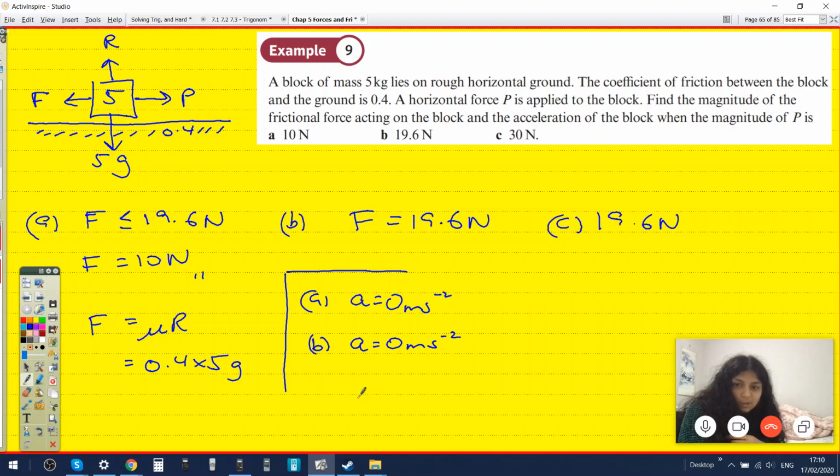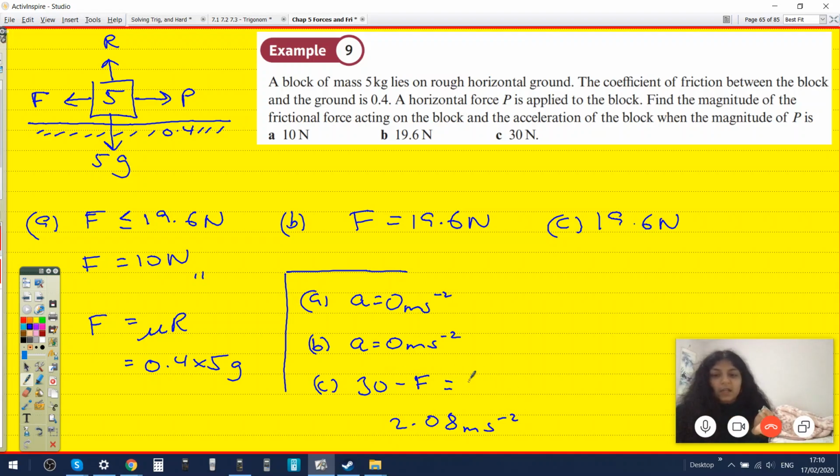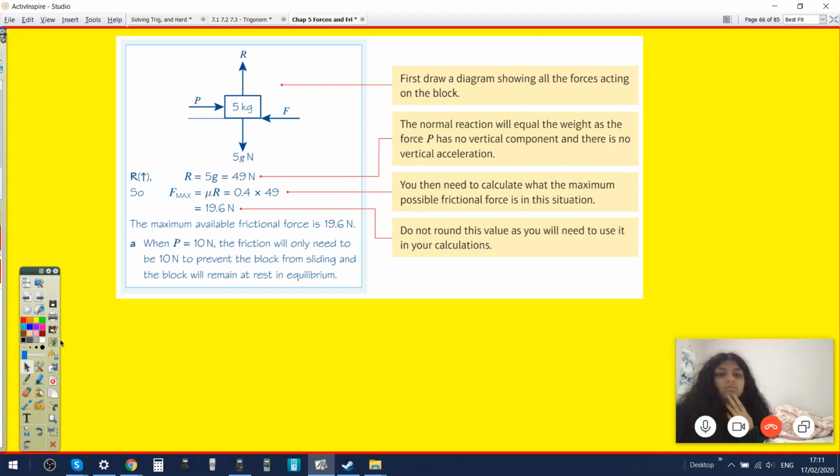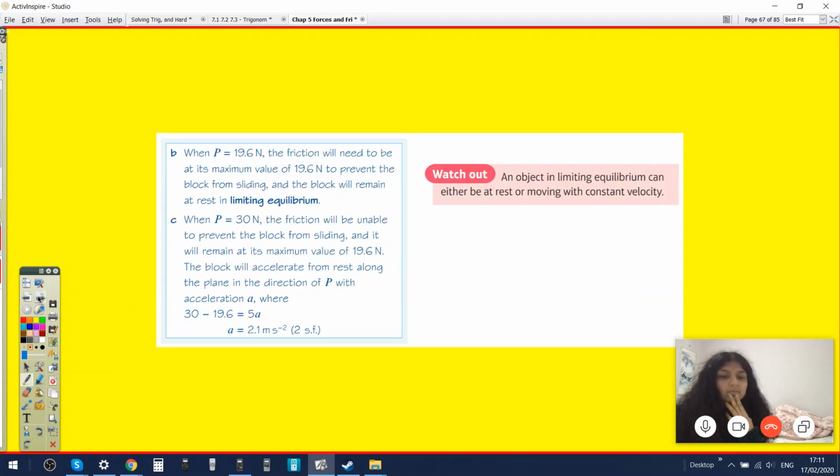And the third one should have an acceleration. 2.08 for the third one. And that's 30 minus F equals 5a, and F was 19.6? Yeah. Just put that there. Friction only needs to be 10, equilibrium. And then 2.1 it rounds to.